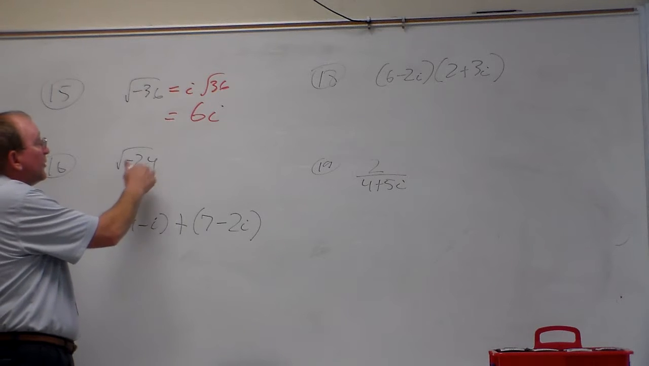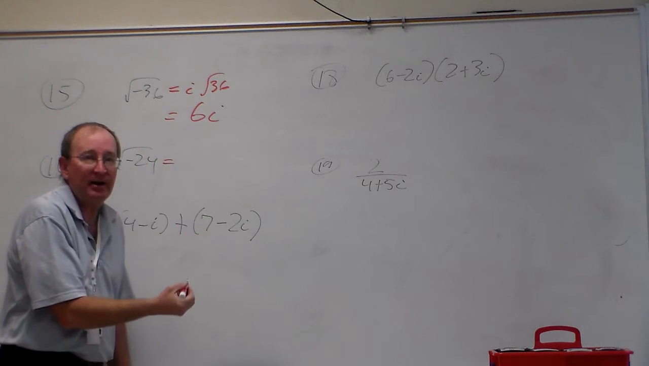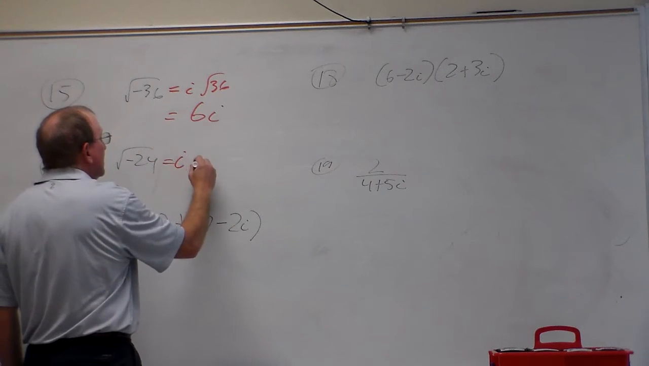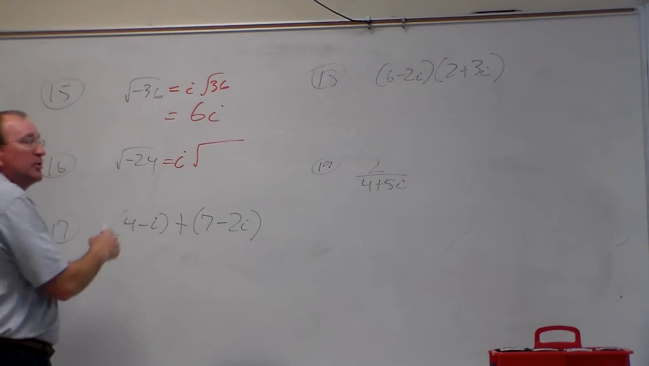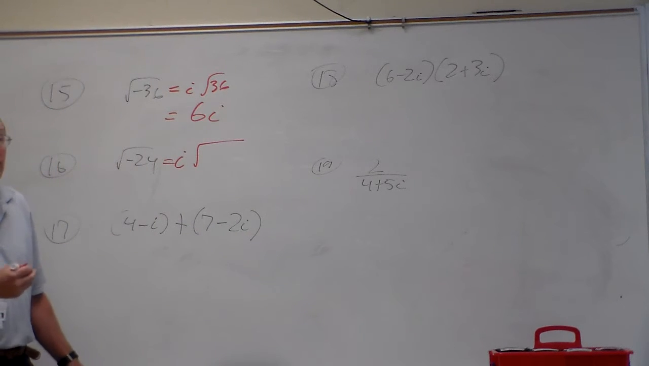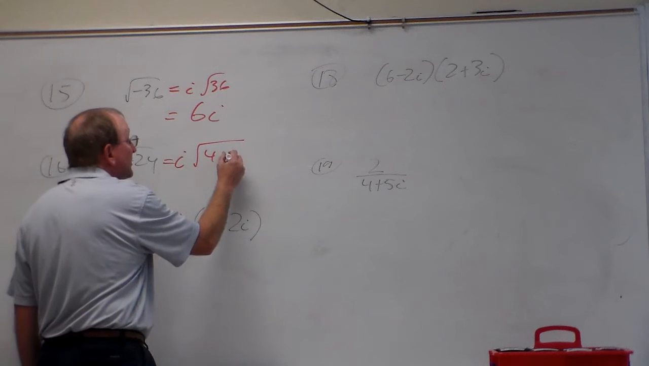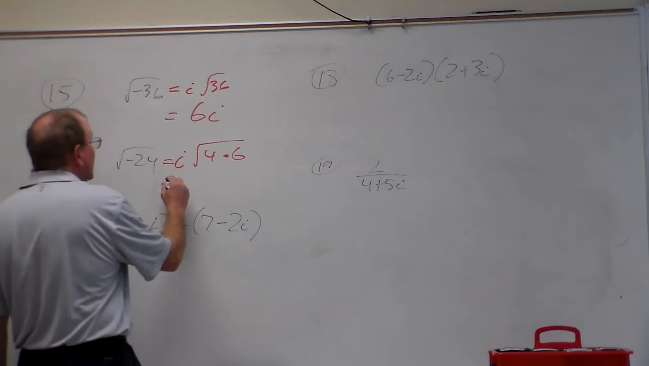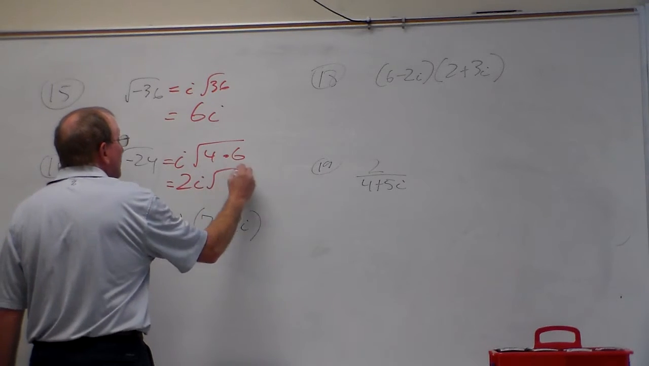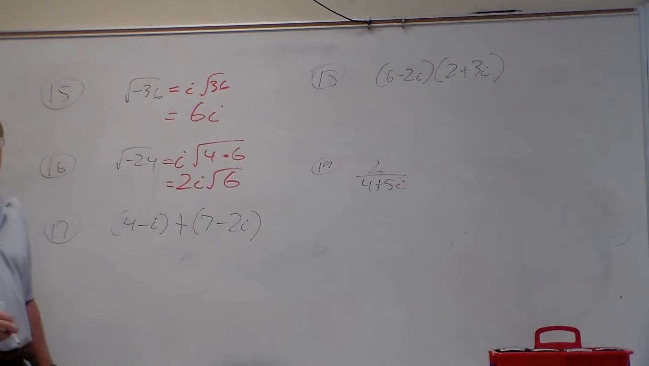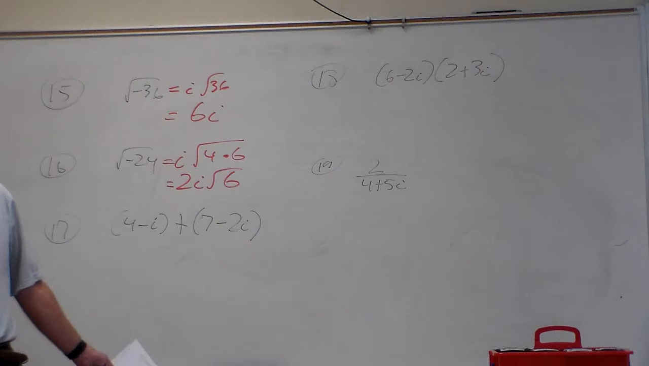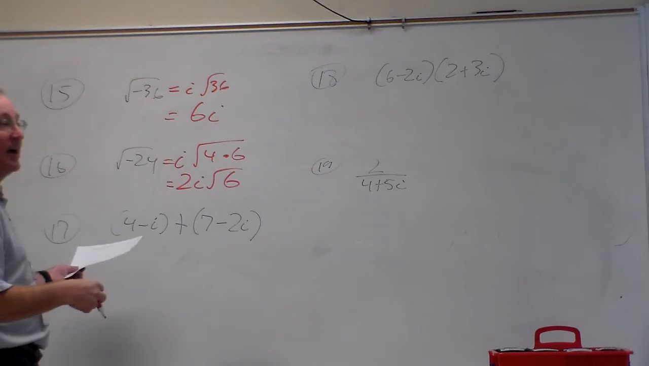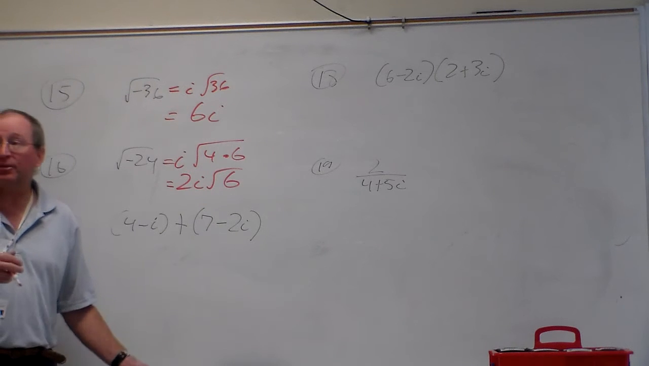Before I work it, the first thing I need to do is pull what out? i. And what numbers will go into 24 that are square rootable? 6 is 4 and 6. What is the square root of 4? 2. So this answer is 2i square root of 6. You have to be able to square root 24 and then just pull the i out. We had 24 a lot on those reviews.